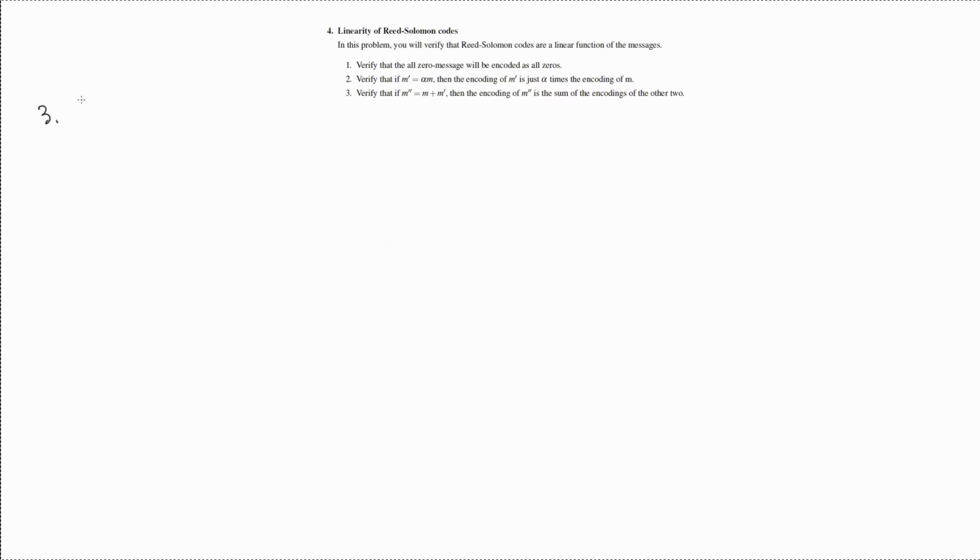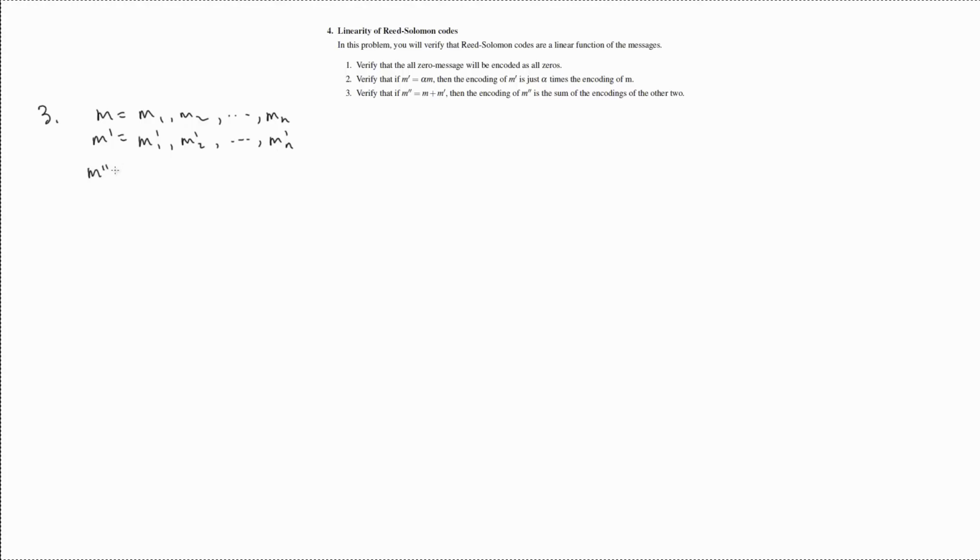Here we are given two messages, m, which we will write as m1, m2, all the way up to mn. And we are also given the message m prime, which we will write as m prime sub 1, m prime sub 2, all the way up to m prime sub n.